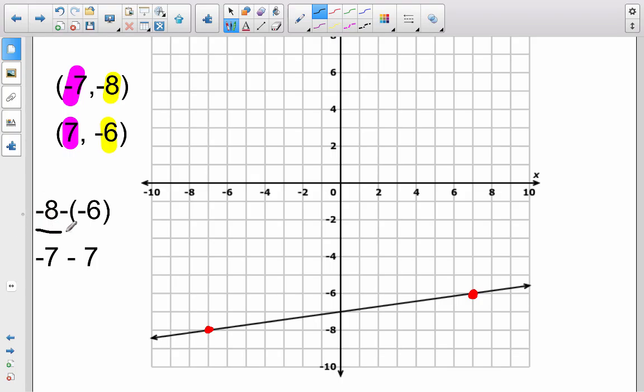If I look at my numerator, -8 minus -6, we add the opposite here. That gets me a -2. And then -7 minus 7, again I can add the opposite, and that gets me a -14. Like we've previously discussed, anytime you find a slope, you always want to give it in its simplest form, so I can reduce that fraction. The 2 negatives cancel out and give me a positive, and 2/14 reduces to 1/7. So my slope is going to be 1/7. That will become the m in my equation.